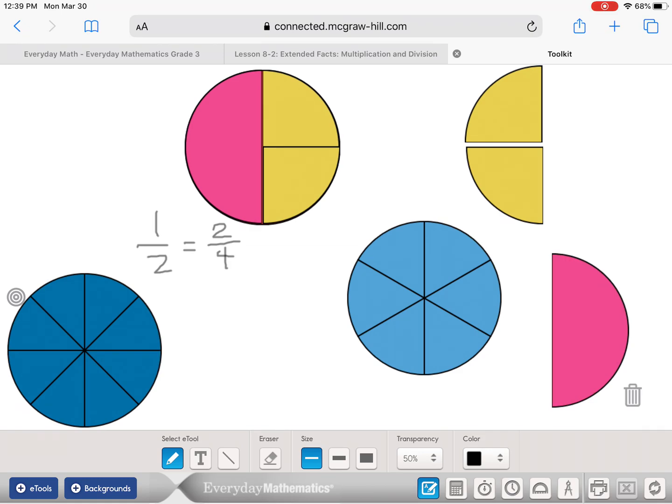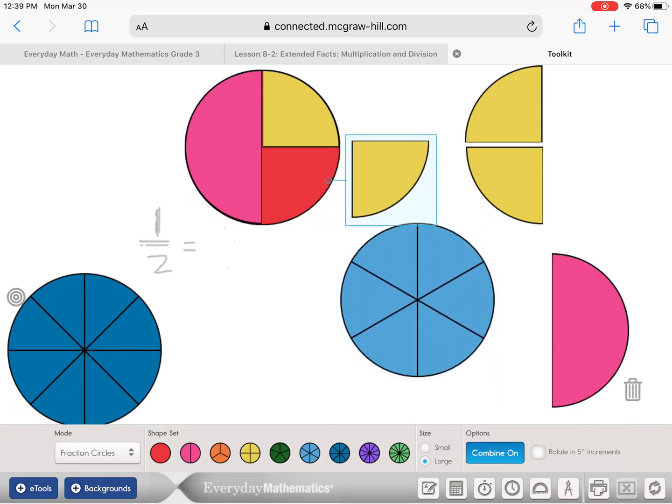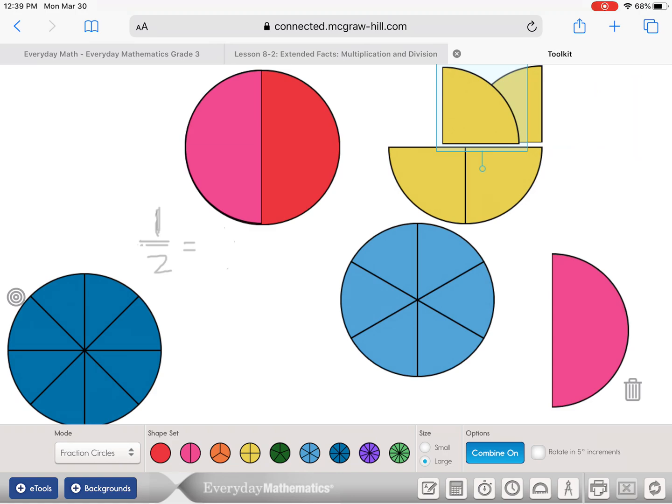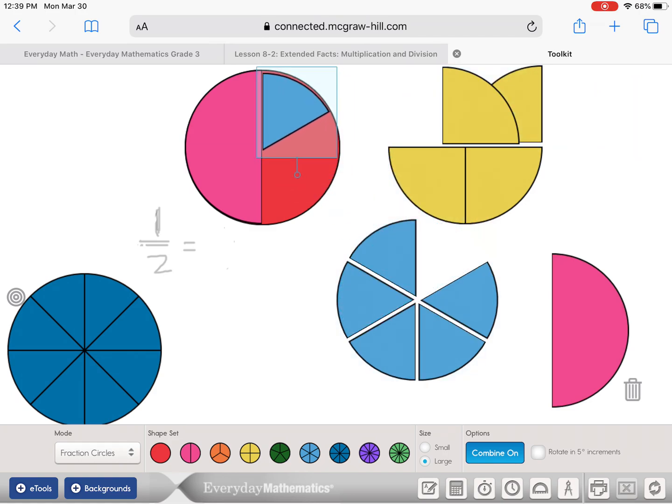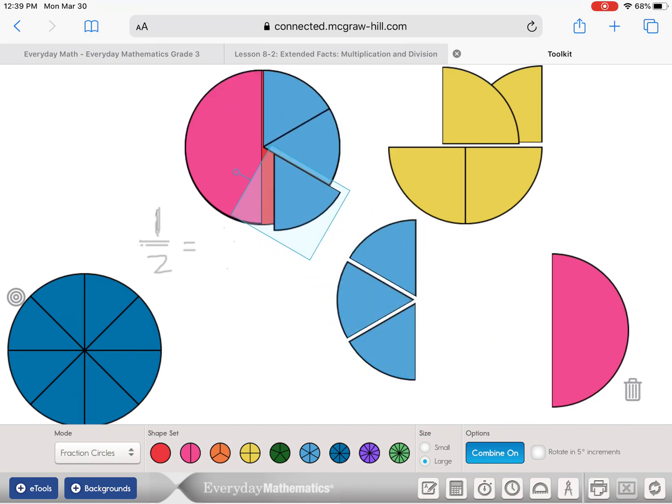Now, 2/4 is not the only option by any means. I'm just going to erase the 2/4. Another thing that you could write would be, let's see here. I could take those off. And so I could use these. These are sixths. So I could fill in the blank with these pieces, just like that. And I could say, okay, well, 1/2 is also the same as 3/6. You get to decide.